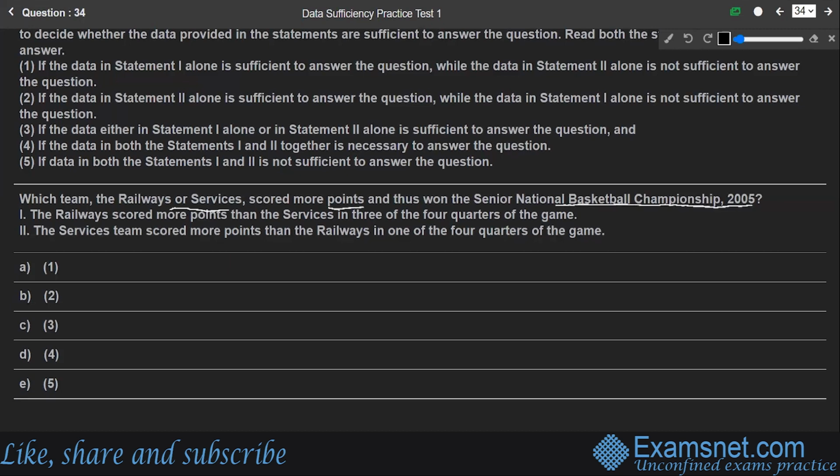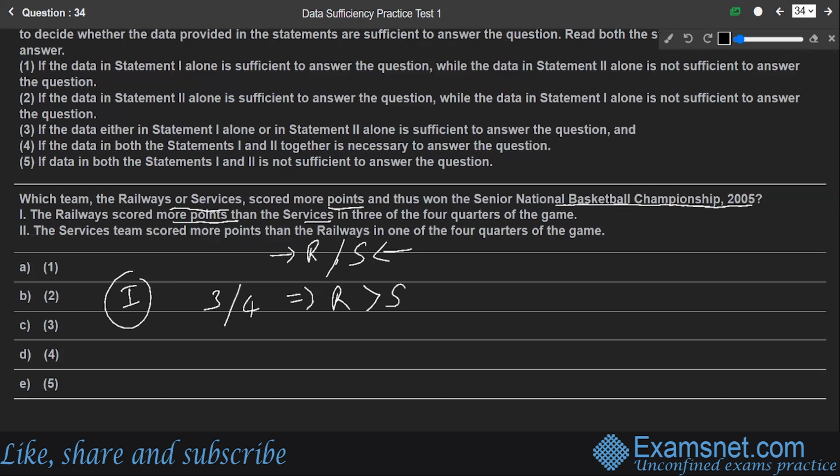Which team scored more points? That is the question, whether it is Railways or Services. The first statement says the Railways scored more points than Services in 3 of the 4 quarter games. So in 3 out of 4 quarter games, Railways scored more points than Services, but this doesn't clarify how much more.